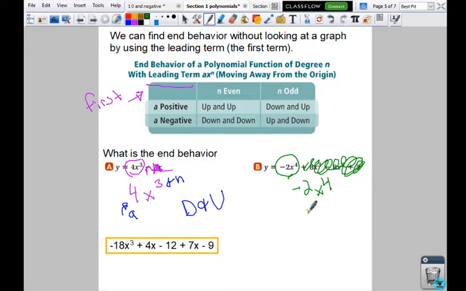Alright, so I have my a in front right here. My n is my exponent. Is a positive or negative? Negative. So that means I'm going to go down here to this bottom row. Is n even or odd? Even. So that means they meet right here. So it's down and down.